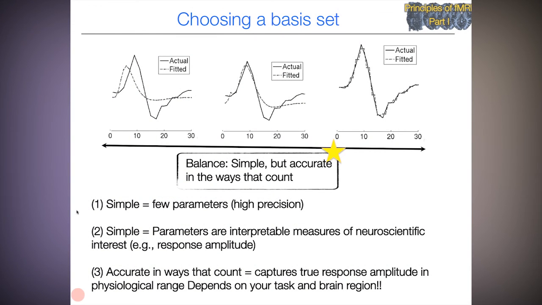So what would we like? We like a balance that's a simple model but accurate in the ways that count. By simple, I mean few parameters, so high precision. Also by simple, I mean that the parameters are interpretable measures of neuroscientific interest, i.e. measures of the response amplitude. We'll talk more about that in later sections. And finally, when I say accurate in the ways that count, I mean that it captures the true response amplitude in the physiological range, and that depends on the task and on the brain region.